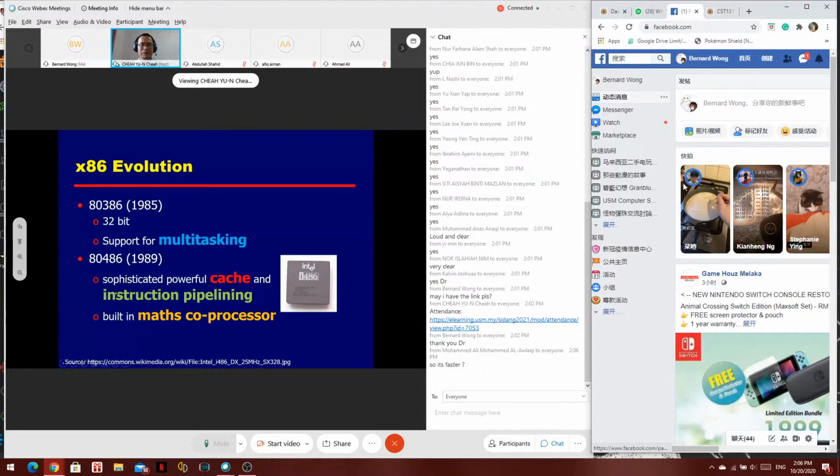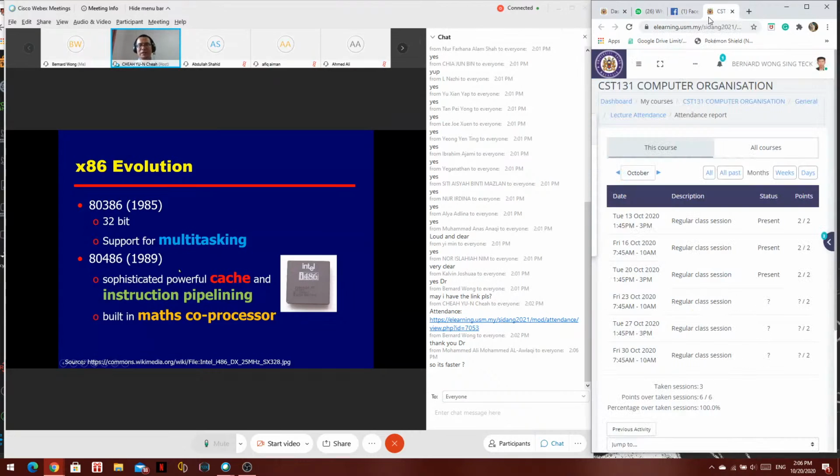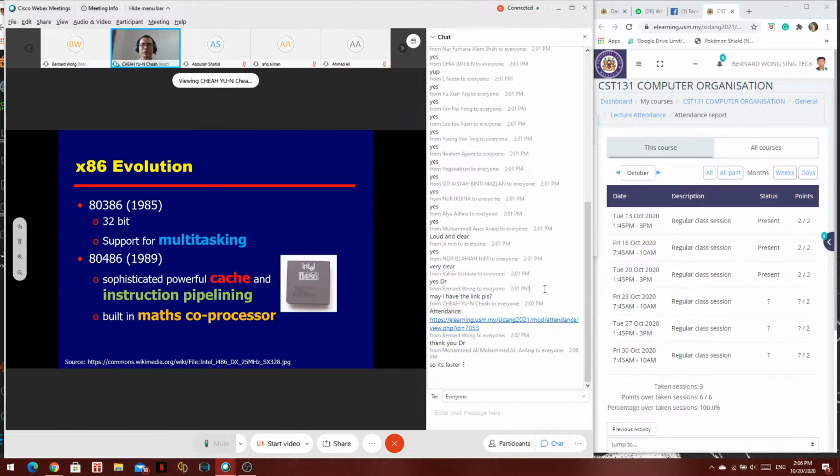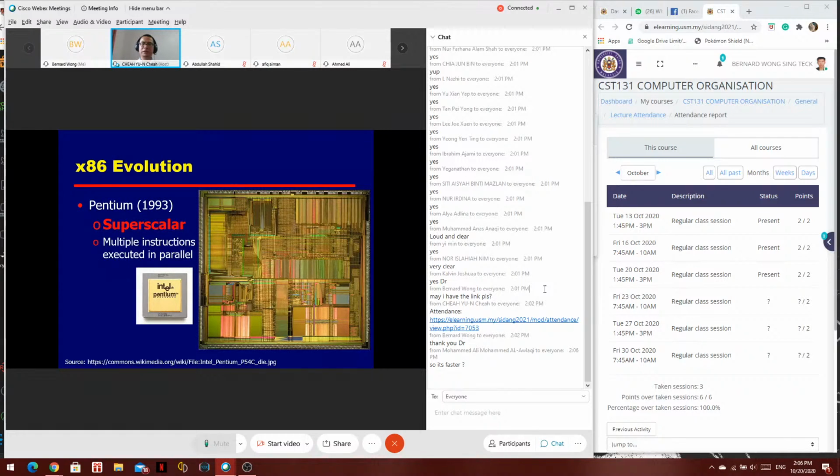Then after the 386 came the 486, and with the 486 there is also the idea of pipelining, and powerful caches all came into play. And not only do you have the ALU, but in the 486 they also have a math co-processor, which means a dedicated processor for mathematics and stuff like that. Then with the Pentium machine, they broke away from the 386, 486 kind of numbering, and called it Pentium.